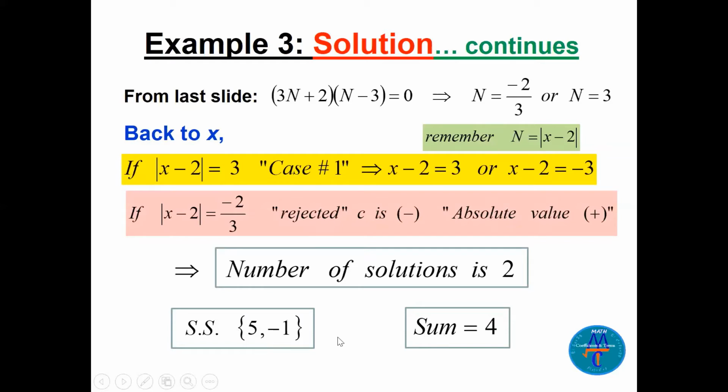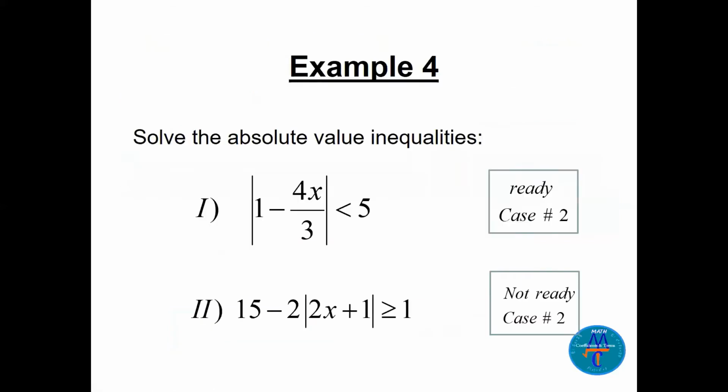Nice question, number 3. Now let's look at number 4, where we have absolute value less than. So now we are entering case number 2. What is the difference between 1 and 2 in example 4? This is ready. Why ready? Yeah, absolute value less than a number here. That's the C. And this one is not ready. You have to make it ready. Then you say, is this case 2 or case 3? But I said here case 2 because I know.